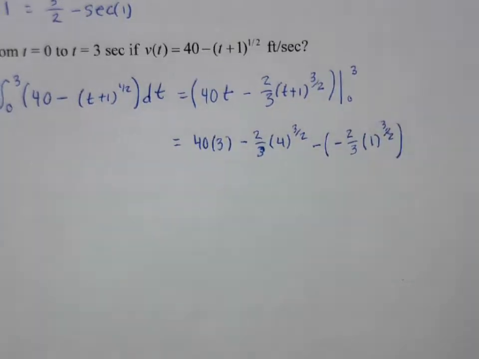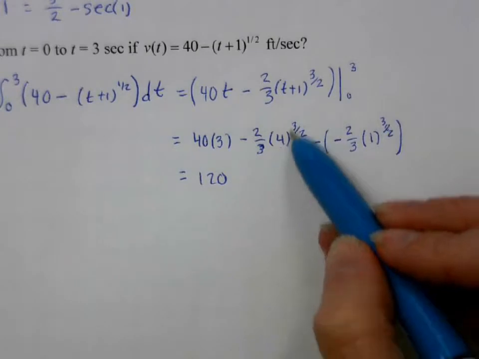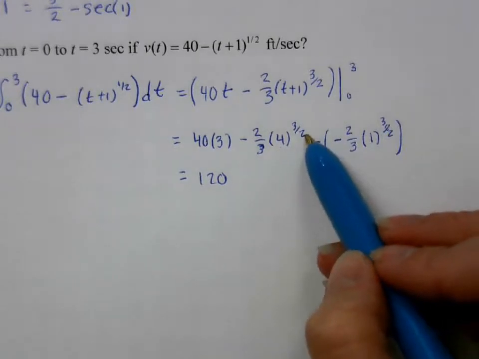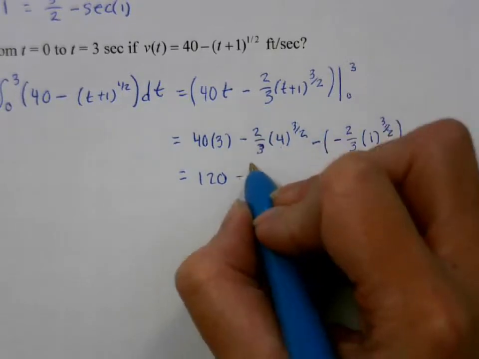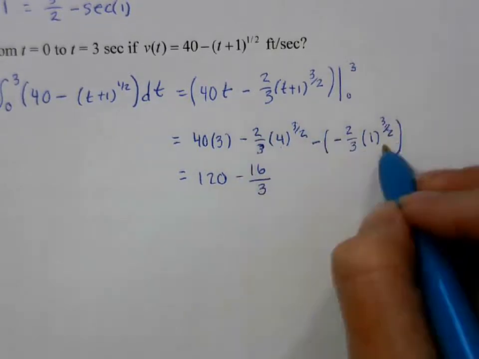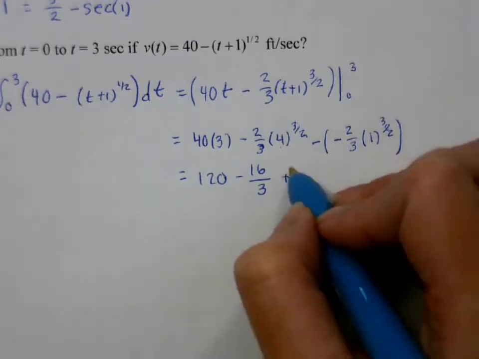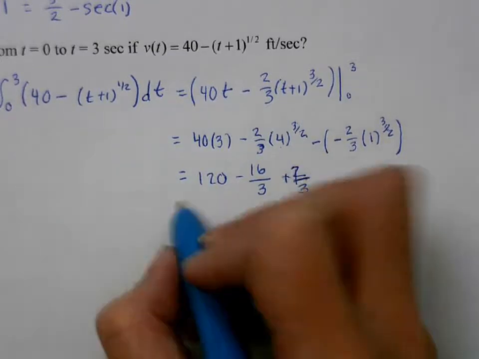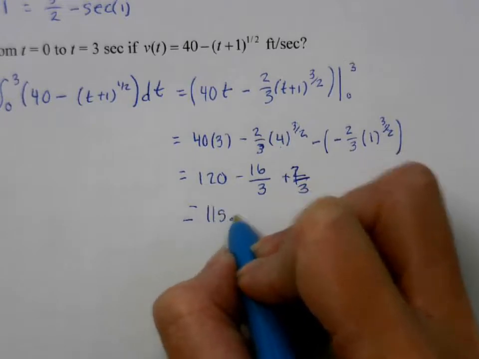So we have 120, 4 to the 3 halves. We take the square root, which is going to make it 2, and then we cube it, which makes it 8. Multiply that by 2. This is just 1, so this will be plus 1, or plus 2 thirds, sorry. Which ultimately is 115.333 feet.